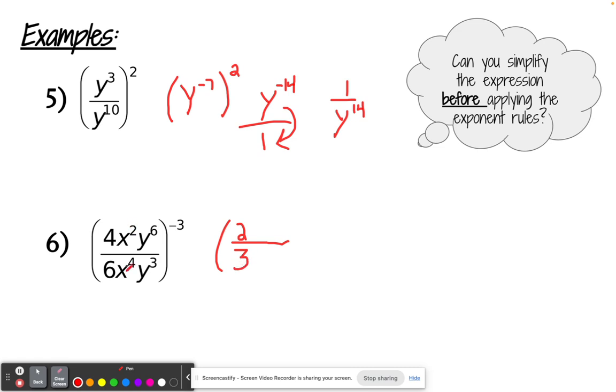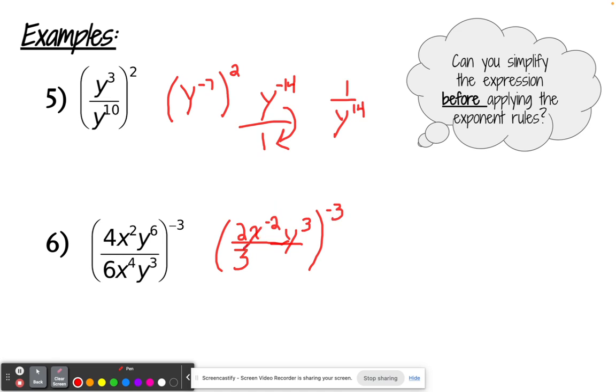I have x to the 2nd over 4, x to the 4th: 2 minus 4 is x to the negative 2. My y to the 6th divided by y to the 3rd will leave me with y to the 3rd on top. And all of this is being raised to the negative 3 power.